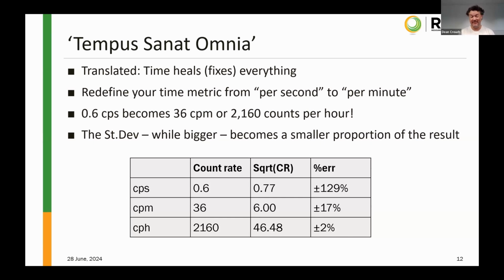If I go counts per minute, this is the same count rate. I get 36, much bigger than 10. My square root is 6, my error is 17%, and that's actually a fairly reasonable response. If I stand out there for an hour, I'll get 2,160 counts with an uncertainty or a sigma of 46, and that's got an error of 2%. Now, that's an unnecessarily accurate number, but you can see that error, while it is getting bigger, it's a smaller proportion of the actual value that you're testing.